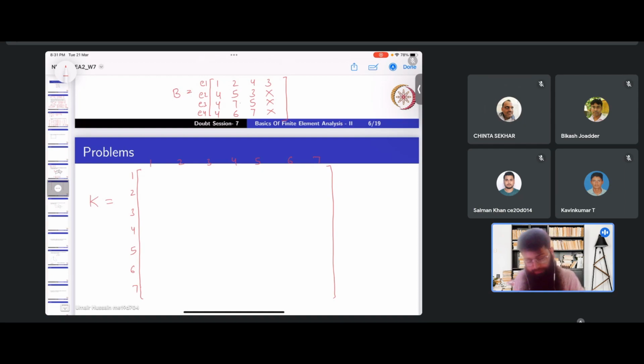So again, we have a 7 by 7 global matrix. We'll start with row one. First of all, for element one, the global node one is part of how many elements? Just look at this connectivity matrix. We don't need to look at the mesh now.